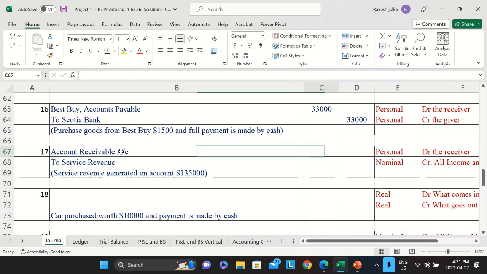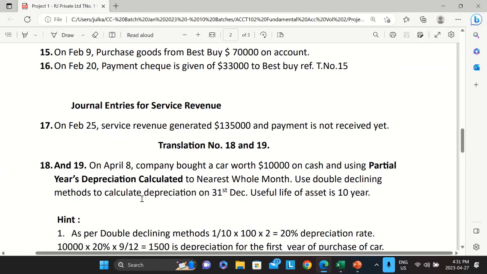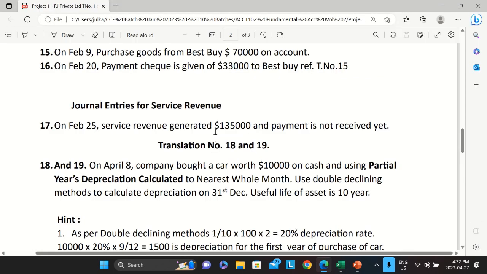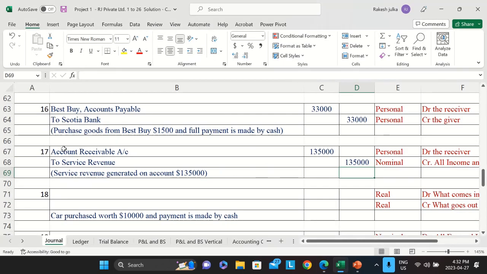Account receivable to service revenue. So in this case, I'm just going to write $135,000, and here $135,000 as well on the credit side. In this question, we can see that there is no name of the party. When there is no name of the party, then you can write only account receivable. If there is the name of the party, maybe XYZ, you can write XYZ account receivable. There is no problem for that.